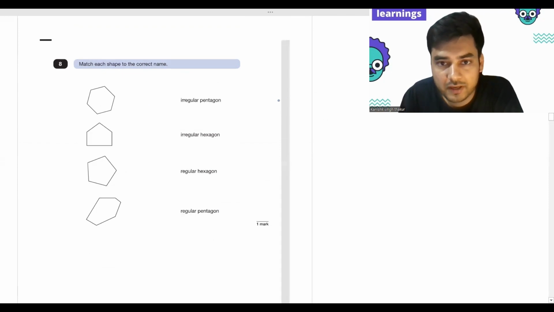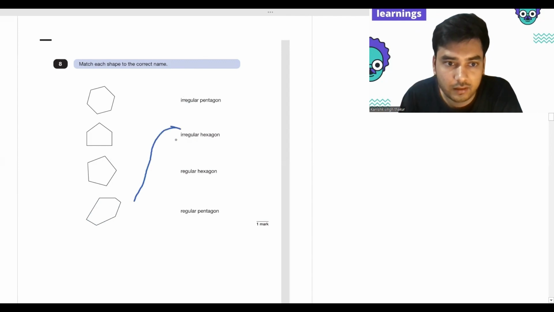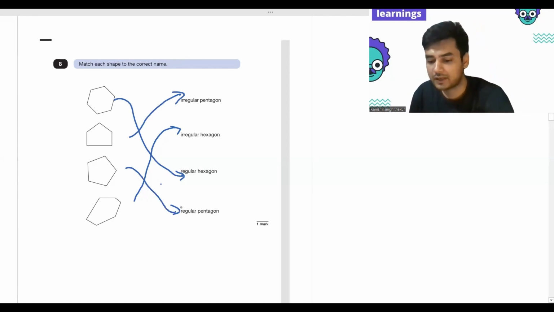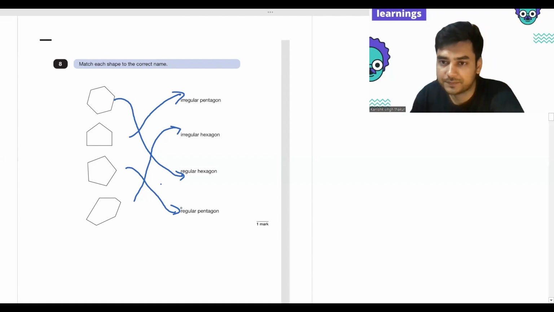Match each shape to the correct name. First of all, regular means all sides are equal and all angles are equal. So an irregular pentagon should have 5 sides, and they can be unequal. An irregular hexagon could have 6 sides, and the 6 sides could be unequal. 1, 2, 3, 4, 5, 6. This is an irregular hexagon. This is a regular hexagon, all 6 sides are equal. This is an irregular pentagon and this is a regular pentagon. So regular means all sides equal. A pentagon will have 5 sides.